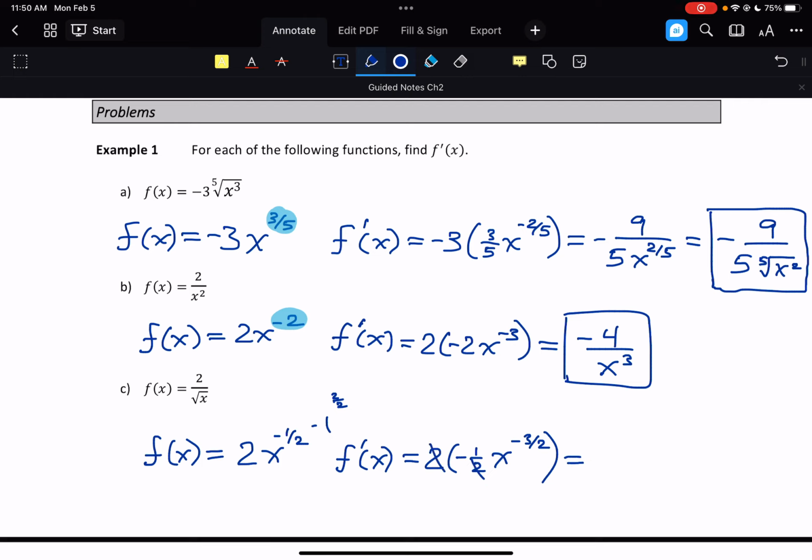2 and 1/2 will cancel. The negative's still there, though. So we get negative 1 over x to the 3/2. Or back in radical form, negative 1 over the square root of x cubed.